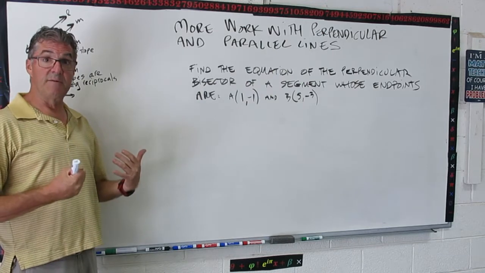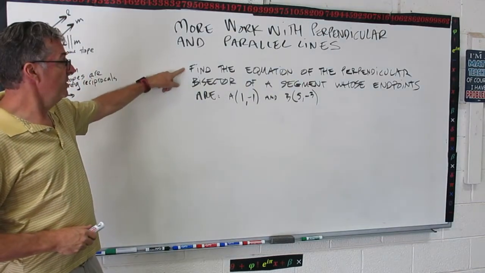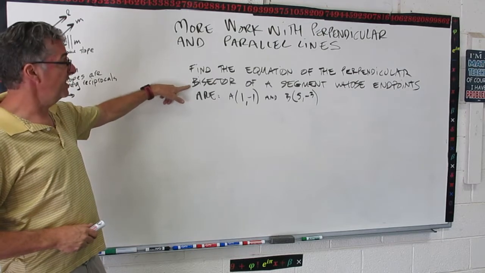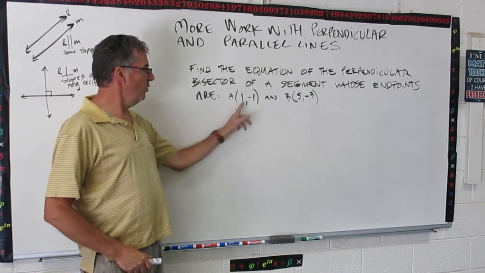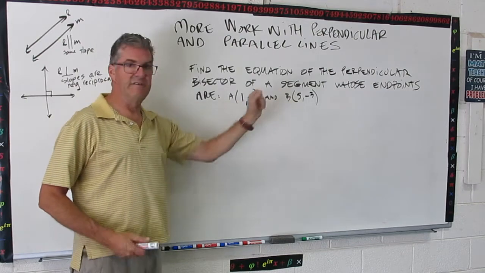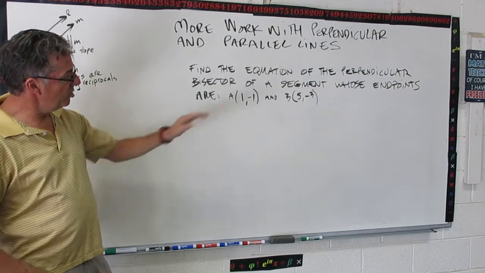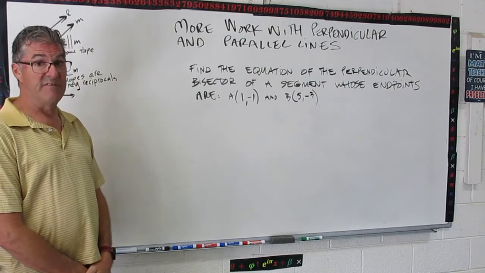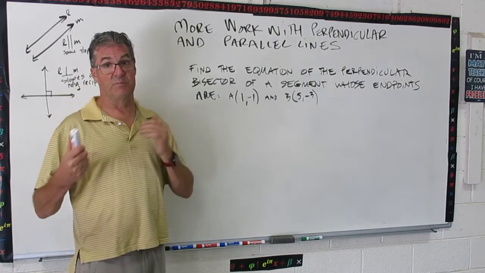Okay, so here's a problem that you might see on a test or a quiz. Find the equation of the perpendicular bisector of a segment whose endpoints are A (1, -1) and B (5, -3). So here's our segment, segment AB. We have the coordinate points of the endpoints of that segment. We need to find the equation of the perpendicular bisector.